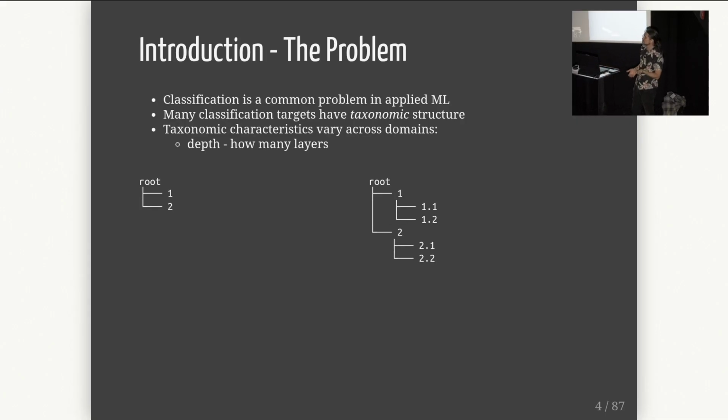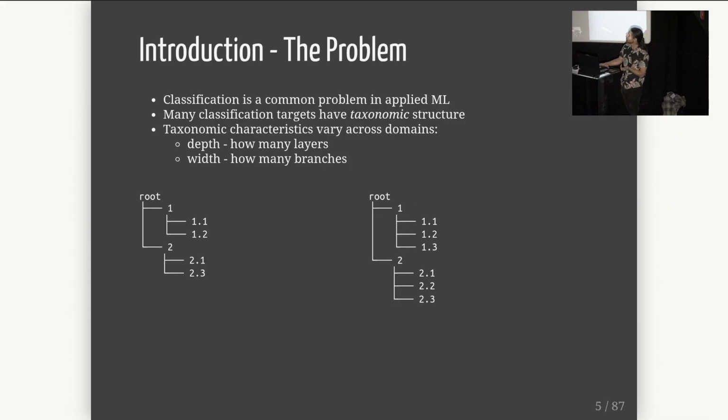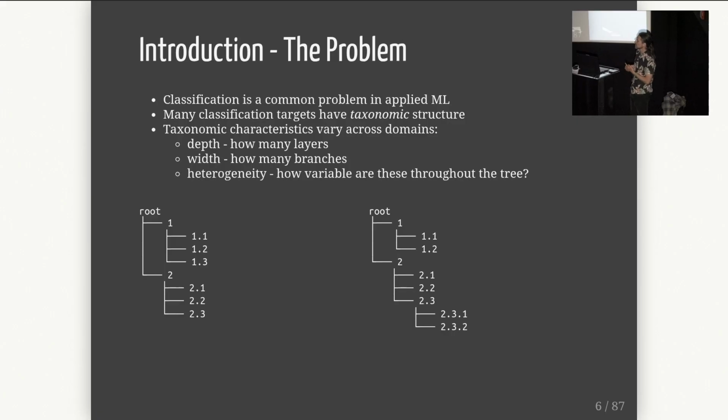How deep is it? There's one on the left there with just one layer and one on the right with two. Or how wide is it? The branching factor on the right is 3 and on the left is 2. Or is it even heterogeneous? Are there different depths and different widths at different parts of the tree? The evolutionary tree of organisms is much like this. It has way more branches under certain genera than under others.